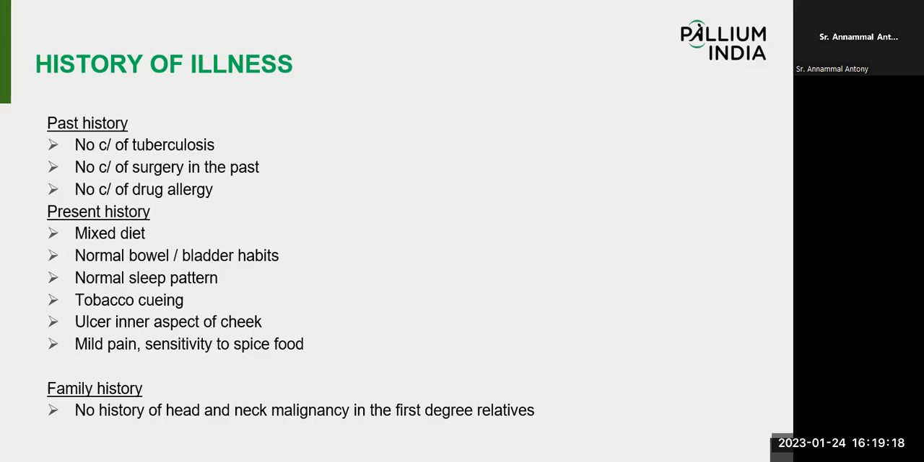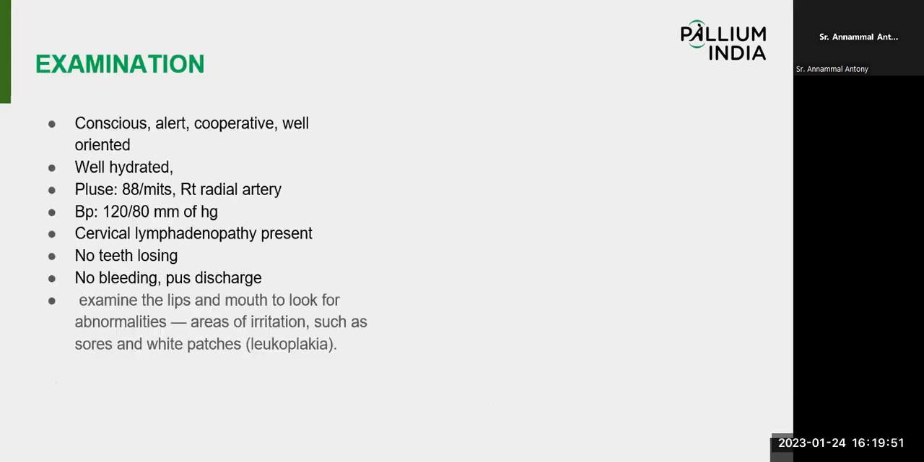History of illness, past history: no complaints of tuberculosis, no surgery in the past, no drug allergy. Present history: mixed diet, normal bowel and bladder habits, normal sleep pattern, tobacco chewing, ulcer on the inner aspect of the cheek, mild pain, sensitivity to spicy food, no history of head and neck malignancy in first-degree relatives.